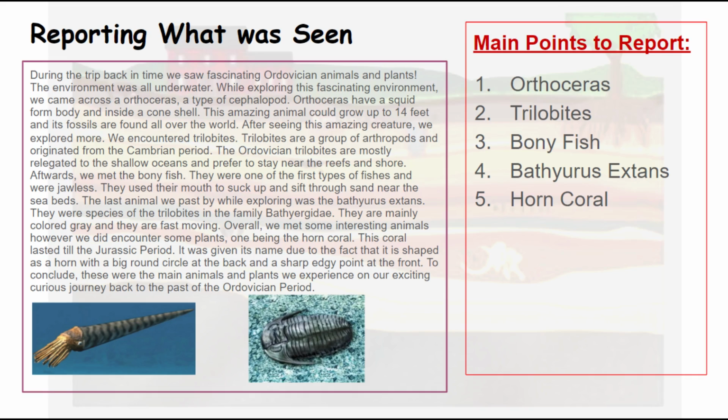The last animal we passed by while exploring was the Baetheris extens. They were a species of the trilobites in the family Baetheirigidae. They are mainly colored gray and they are fast moving.